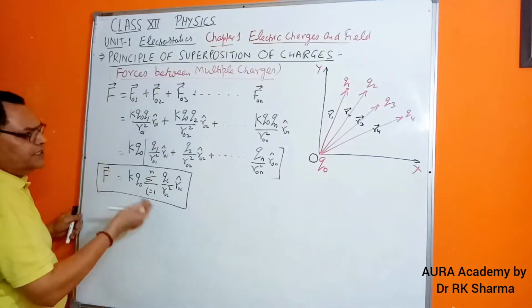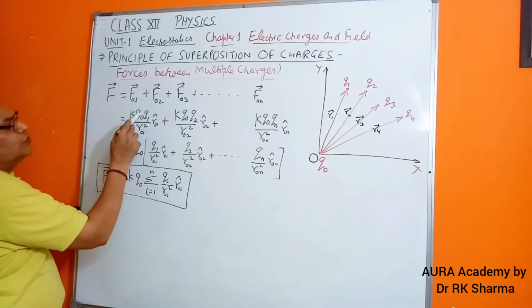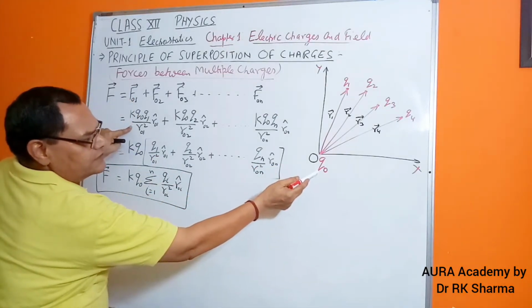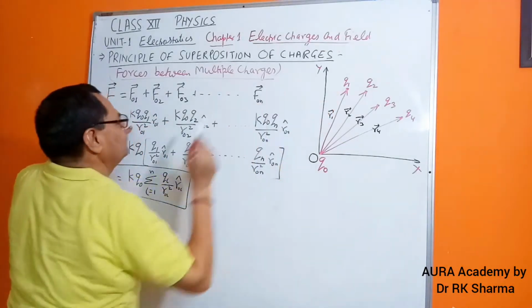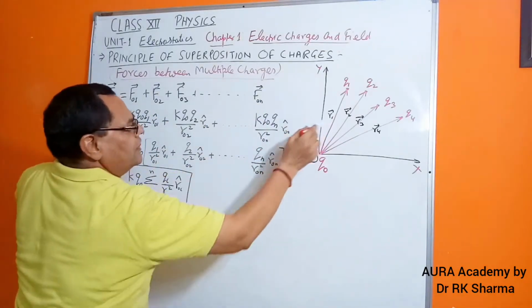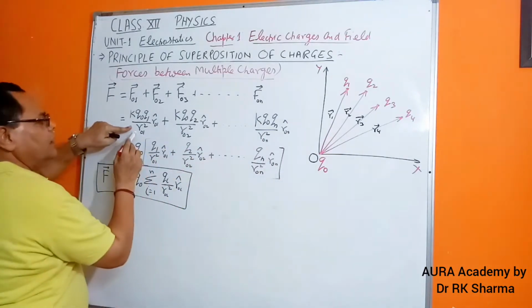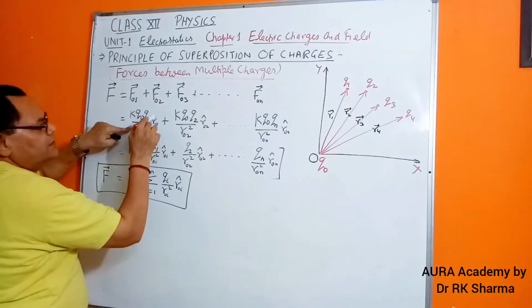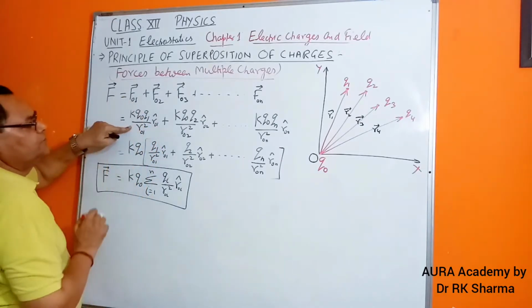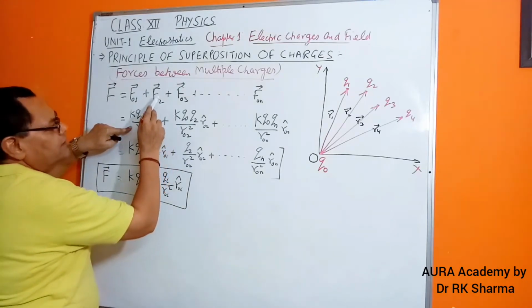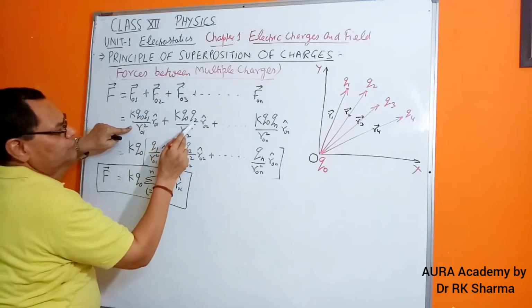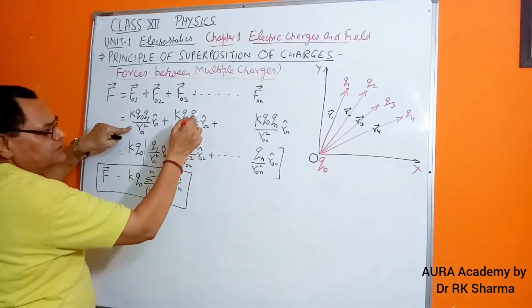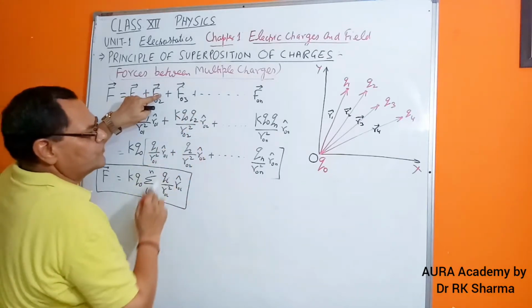And you can split it as per Coulomb's law. Coulomb's law in vector form says k q1 q2 upon r squared. So k q0 q1, where q0 is the original charge and q1 is the second charge, and the distance is r01, so it is r01 squared times r01 cap. This cap is the unit vector giving the direction of the force F01. Similarly, F02 will be equal to k q0 q2 upon r02 squared times r02 cap. These caps are the unit vectors giving the direction of these forces.